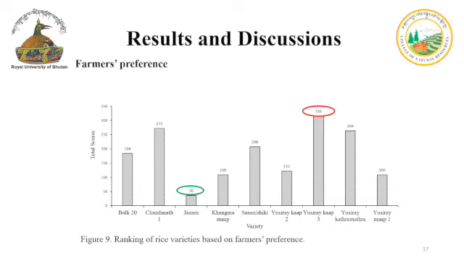And Janam had the lowest rating from the farmers because heavy lodging was observed for this variety, and on top of that, it had low yields. So this was the least preferred variety by the farmers.